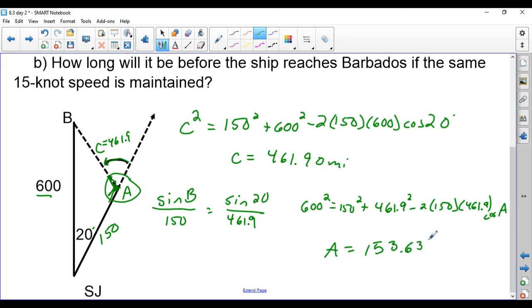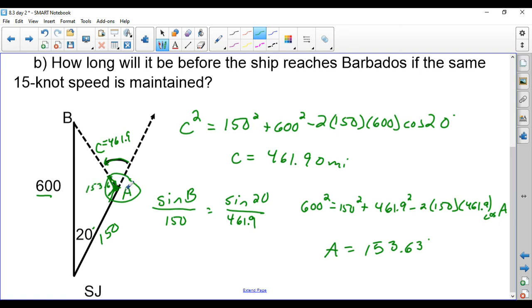153.63. Don't be surprised if, depending on whether you switch to law of sines or you stay with law of cosines, you get a slightly different answer. We're plugging a rounded value into each of these calculations, so depending on which one you use, it might be slightly off, just a couple hundredths. So I get 153.63. That's the angle inside the triangle.